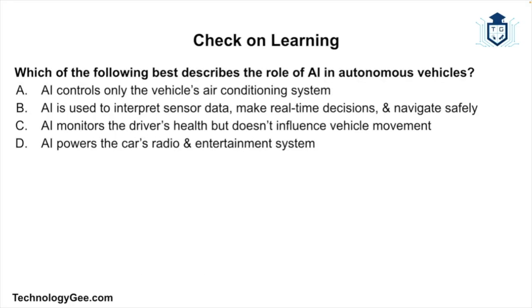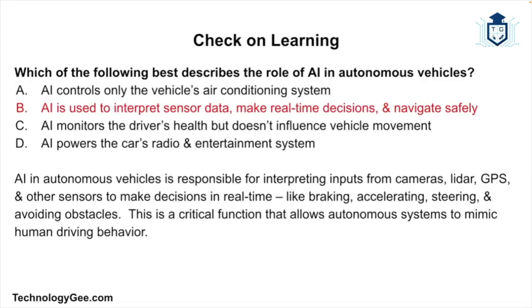So, our first question is: which of the following best describes the role of AI in autonomous vehicles? Is it AI controls only the vehicle's air conditioning system? Is it AI is used to interpret sensor data, make real time decisions, and navigate safely? Is it AI monitors the driver's health but doesn't influence vehicle movement? Or is it AI powers the car's radio and entertainment system? And the correct answer is AI is used to interpret sensor data, make real time decisions, and navigate safely.